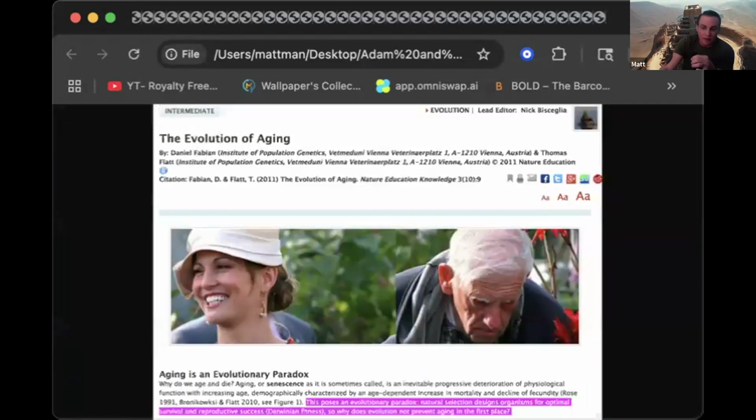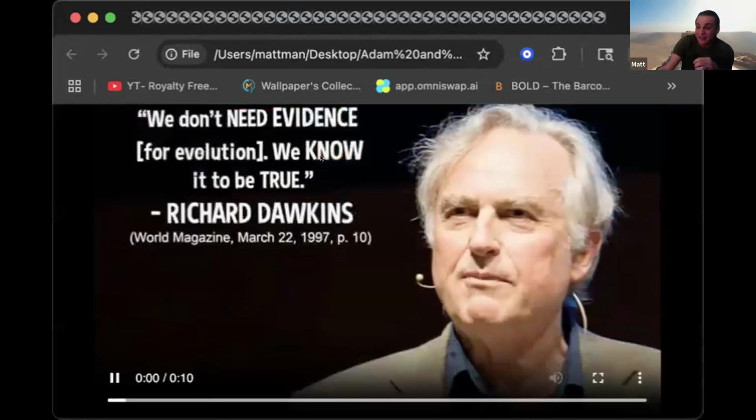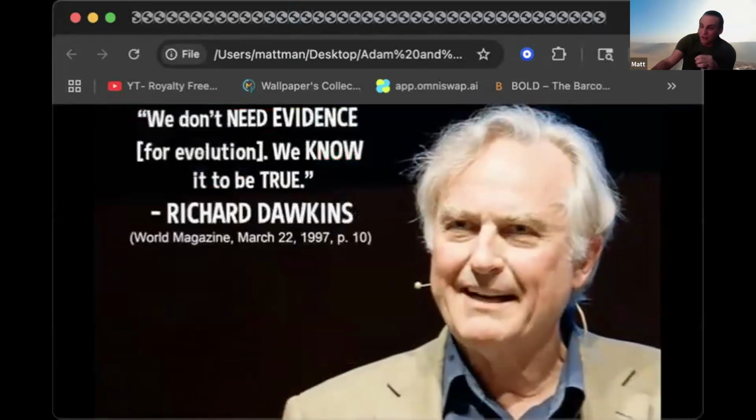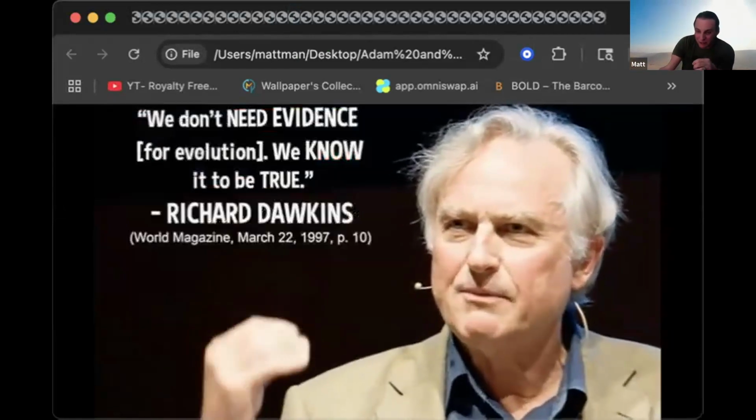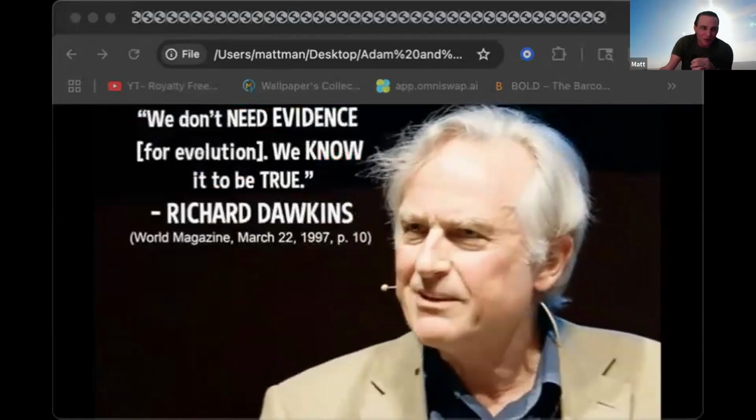It's very confusing. As a matter of fact, this is a paradox in evolution theory called the aging paradox. So that's what I was getting to earlier: isn't it interesting that the maximum lifespan estimated by scientists perfectly lands on the biblical lifespan of humans in the past? Dawkins is notorious for this one. We don't need evidence for evolution. We just know it's true. I just think those quotes are so crazy.